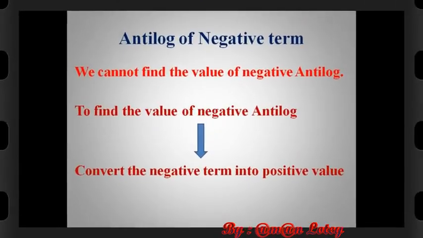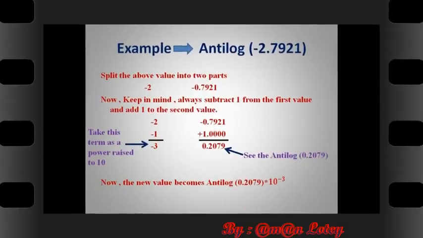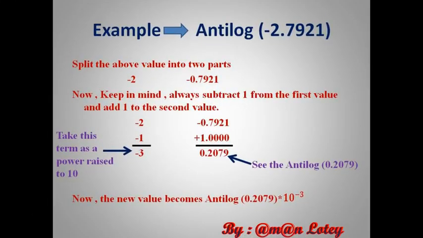Now let us discuss how to find the value of antilog of a negative term. First of all, we should know that we cannot find the value of a negative antilog. To find the value of a negative antilog, first convert the negative term into a positive term. Here is an example of antilog of a negative term. Antilog minus 2.7921. The first step is to split the above value into two parts. One is minus 2 and the second one is minus 0.7921.